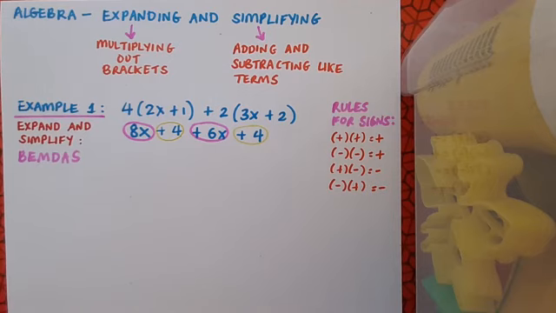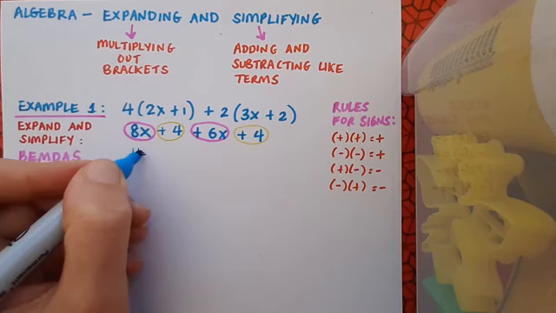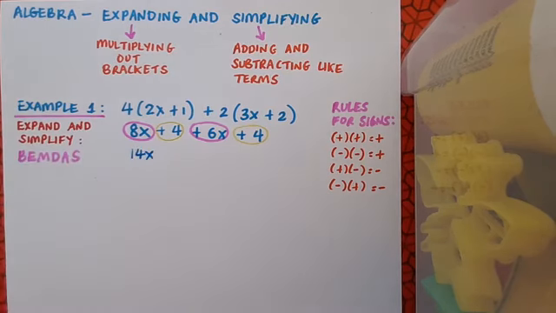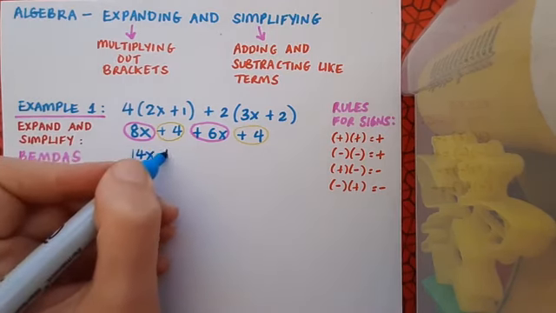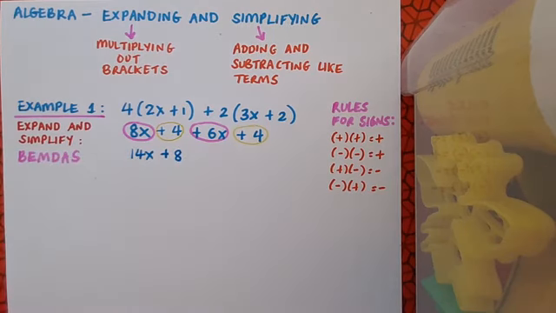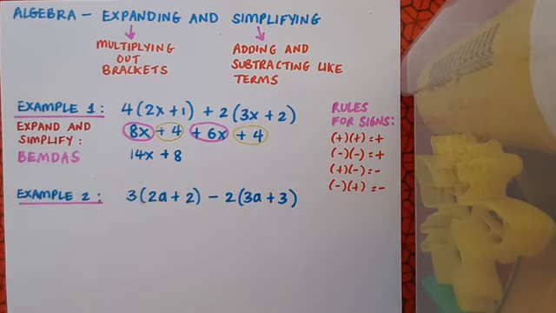Okay, so tidying up. 8x and 6x makes 14x. And plus 4 plus 4 makes plus 8. That's example 1 finished. We've expanded by multiplying, and we've simplified by adding and subtracting our like terms. Here's a second example. Again, my instructions are to expand and simplify.